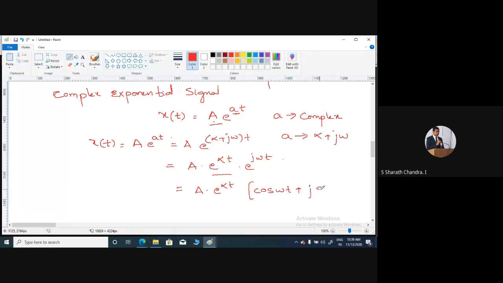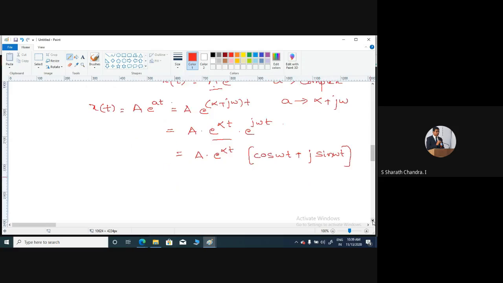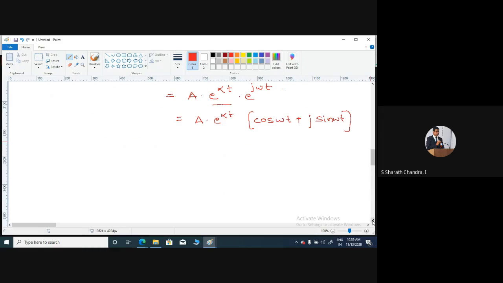As we know, Euler's identity says that anything which is written in the form of e power jx can be written as cos x plus j sine x. And now, depending upon the values of alpha and omega, we get different waveforms of this complex exponential. And I would like to just demonstrate those different waveforms for you.